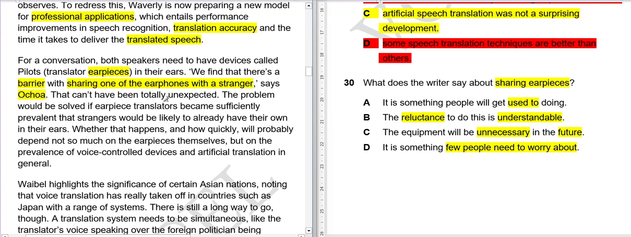That can't have been totally unexpected, and it is not unexpected. The problem would be solved if earpiece translators became sufficiently prevalent that strangers would be likely to already have their own in their ears. Whether that happens and how quickly will probably depend not so much on the earpieces themselves, but on the prevalence of voice controlled devices and artificial translation in general. So, whether this happens or not, it will depend on these things. So, obviously, our answer is in this particular paragraph, and you have some time to tell me the answer, and your time starts now.